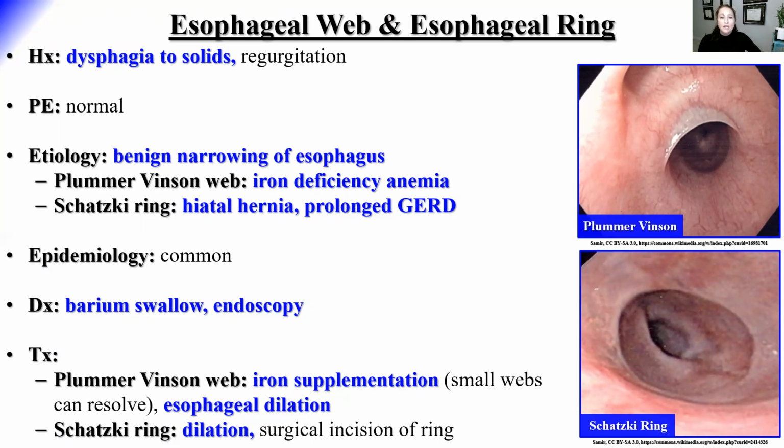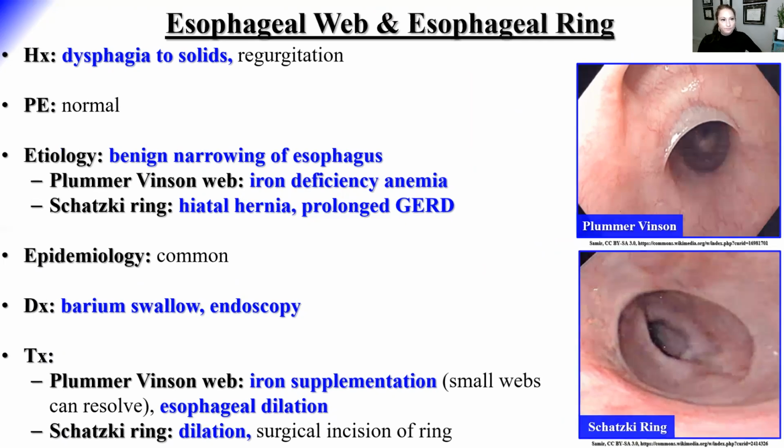These are very common. They are diagnosed with either an endoscopy, which is what you're seeing here, or you can do a barium swallow, but the endoscopy is going to be a lot more definitive to make sure it's not cancer. Treatment for the Plummer-Vinson web: if you supplement their iron and they have a very small web, that can get better. Or you may have to do an esophageal dilation if it's pretty advanced. Schatzki ring, they're going to go in and dilate that area or stretch the esophagus, as a patient may call that. If it's unresponsive to that, they may have to do a surgical incision to widen that ring.